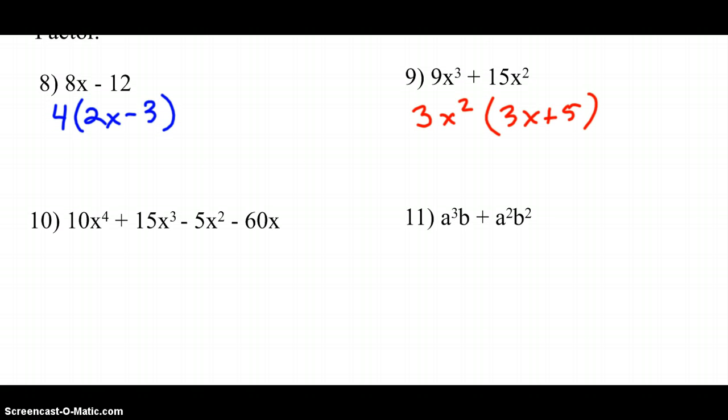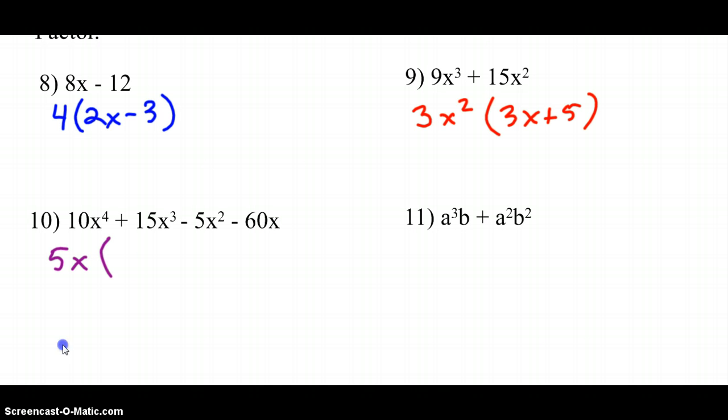All right, let's take a look at the next one. 10x to the fourth plus 15x cubed minus 5x squared minus 60x. First thing I notice, I'm looking at coefficients. 10, 15, 5, 60. All of them divisible by 5. The other thing we have to consider is the variable. We have x to the fourth, third, second, and first. We want to take out as many as we can, but you can't take out more than 1 because this term here only has 1, so that limits us, but 5x.